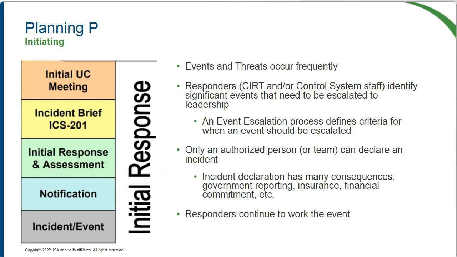So when this incident first starts, it's called an event. And the reason it's called an event is because only authorized people in the company have the authority to declare an incident because of all the implications. There's governmental reporting, there's insurance implications, financial commitment. So initially, the people on the ground level who are in a computer incident response team or the industrial control team, they're identifying an event and they're escalating to somebody who can declare that an event actually becomes an incident, who has the authority in the company.